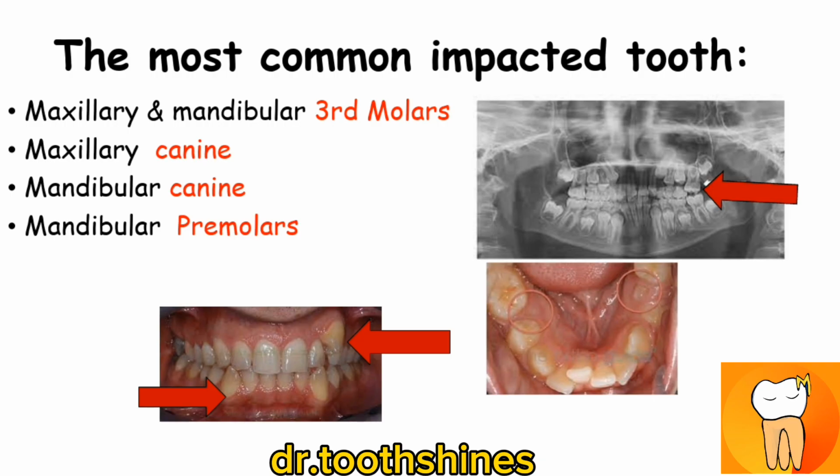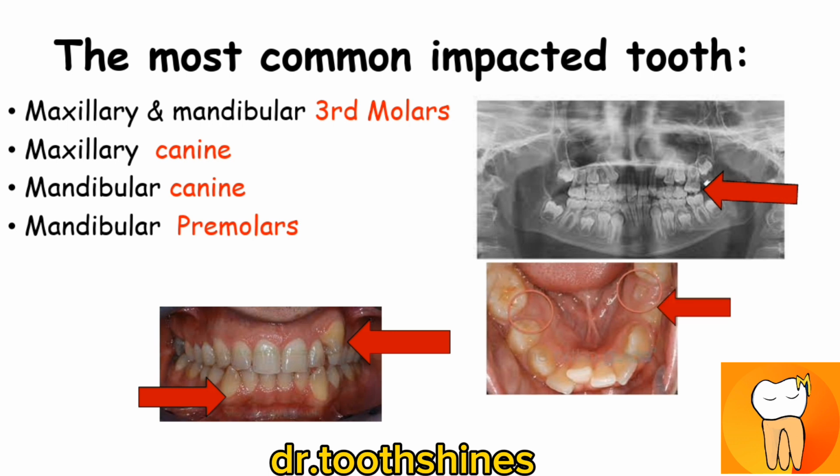Now the most commonly impacted teeth are the maxillary and mandibular third molars. You can see in the panoramic radiograph, the red arrow demonstrating the third molars, maxillary and mandibular both. The second most common impacted tooth is the maxillary canine. In the picture below you can see the maxillary canine, which is buccally positioned. The third most common impacted teeth are the mandibular premolars. Just look at the picture, the circles are demonstrating the mandibular premolars. And the fourth most common impacted tooth is the mandibular canine. In the picture below you can see the red arrow showing the mandibular canine.